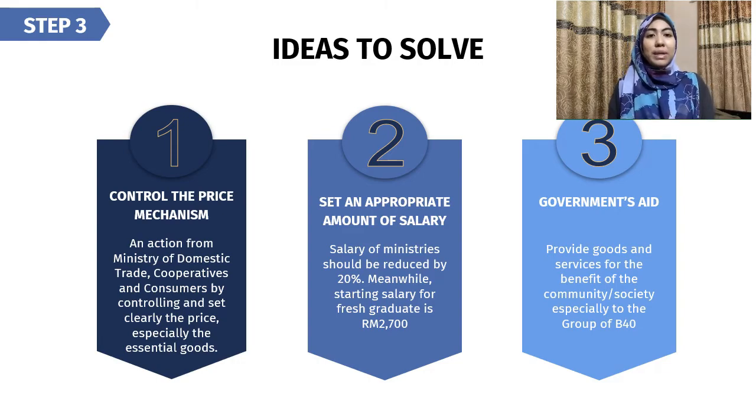Thirdly, government's aid. As we pay the taxes every day, the government needs to provide services back to the community, such as providing a low-cost house or educational assistance program, especially to the group of B40. They need to be given special attention due to their limited and small income.